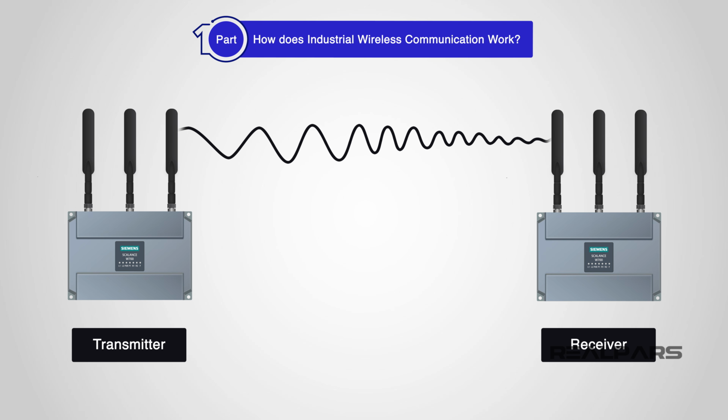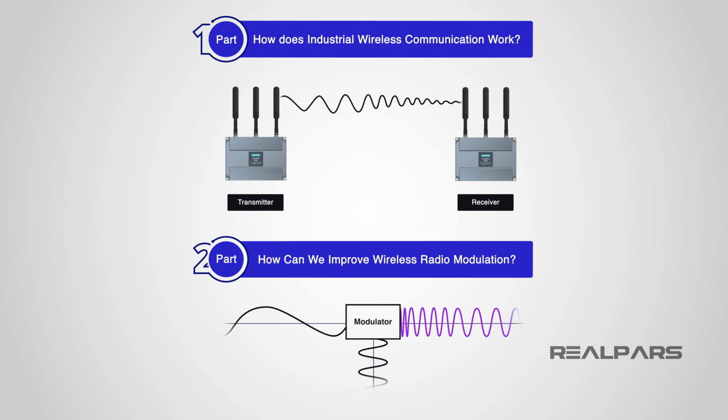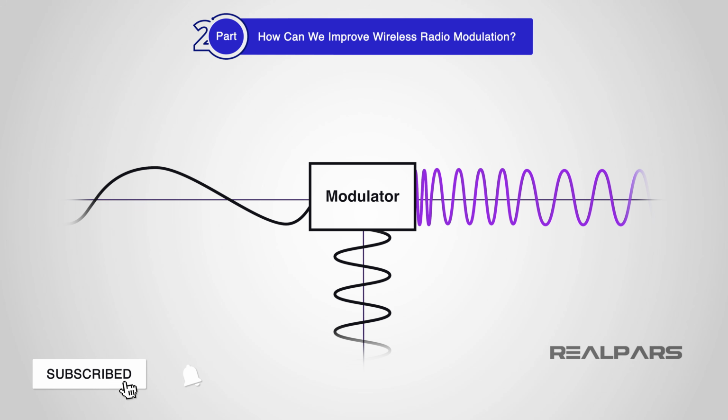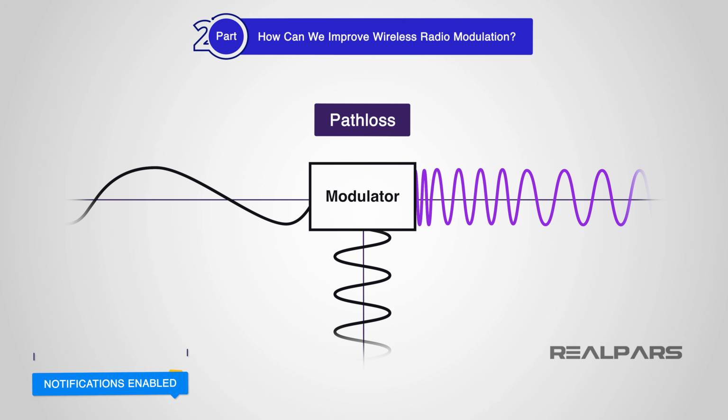And now that we have a better understanding of electromagnetism and how radio waves are generated, let's continue with this knowledge of wireless communication in our Part 2 video, How Can We Improve Wireless Radio Modulation? In this video, we will discuss radio modulation, what is path loss and how to decrease it, line of sight propagation, path profiles, and path profile engineering.